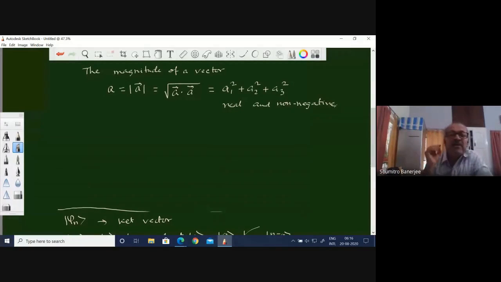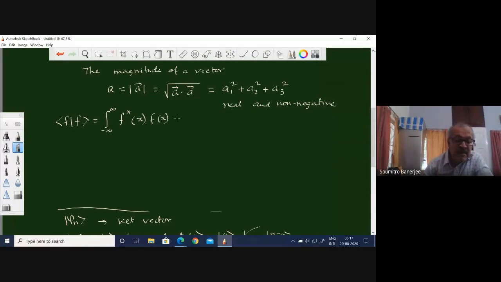So this is the idea of a magnitude of a vector that you had learned. Can we port that into the function space? Can we talk about the magnitude of a function? Yes, we can do that by considering this. A function f, its bracket with itself is nothing but the integral from minus infinity to infinity of f star f, which is simply the integral from minus infinity to infinity of f(x) squared. And this is its norm. This is obviously real and non-negative.